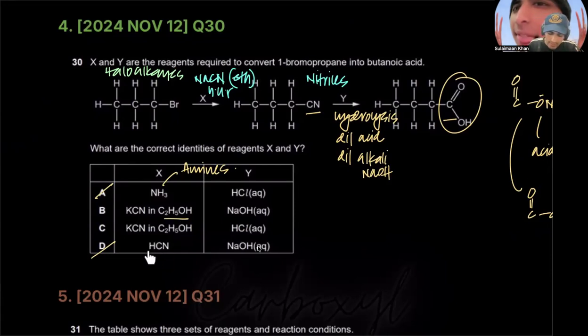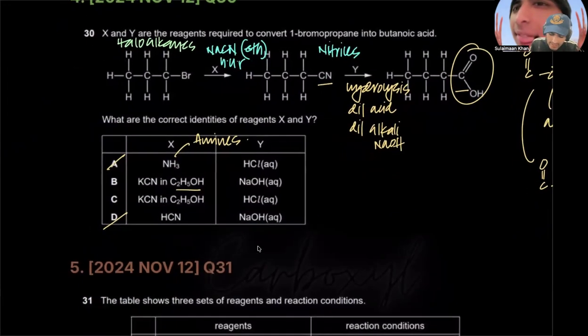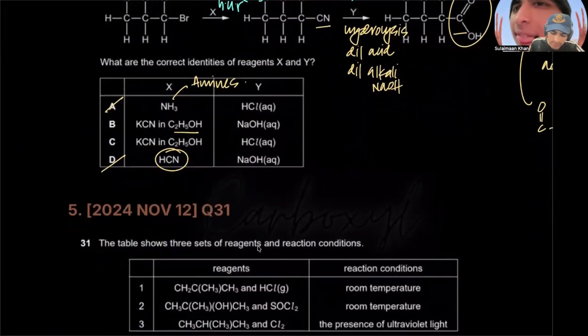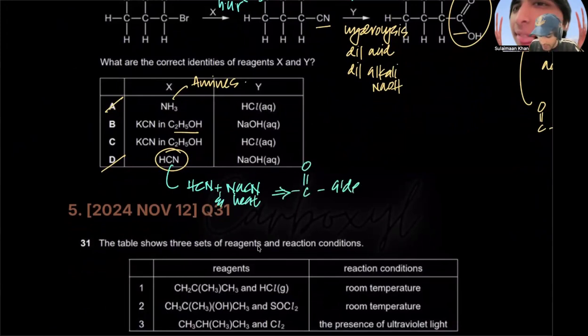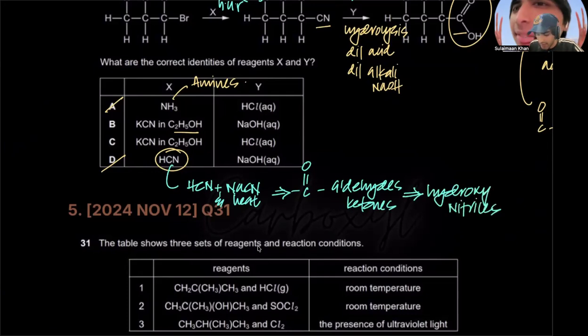And HCN, this is where they've confused you. HCN is absolutely incorrect, because where have you seen HCN other than this? You see HCN plus NaCN and heat. Where have you seen this before? This is for carbonyl compounds. This is to take aldehydes and ketones, convert aldehydes and ketones into hydroxynitriles, remember? And we've studied the nucleophilic addition reaction and the mechanism for it, so couldn't care less.